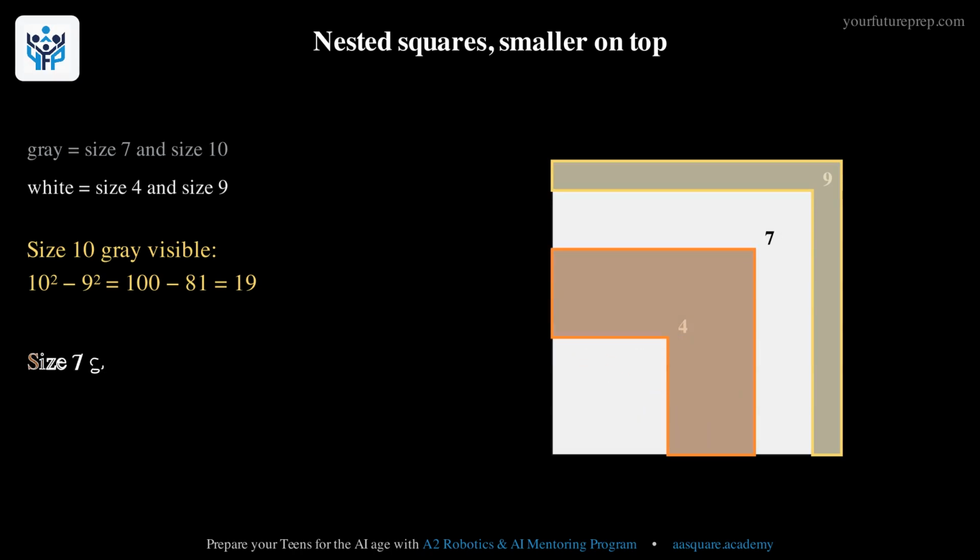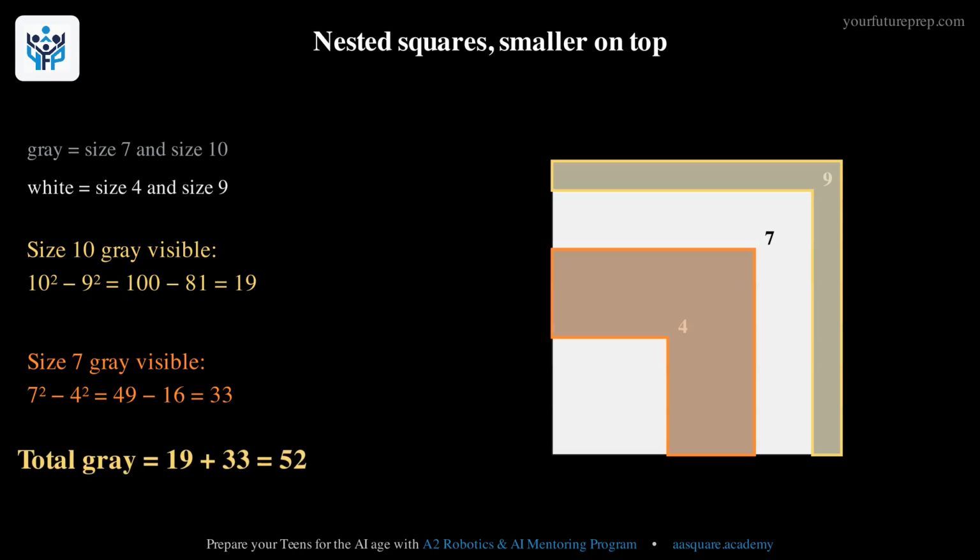The size 7 gray square is covered at its corner by the size 4 white square. So the visible gray there is another L shape. Its area is 7 squared minus 4 squared, which is 49 minus 16, equals 33.